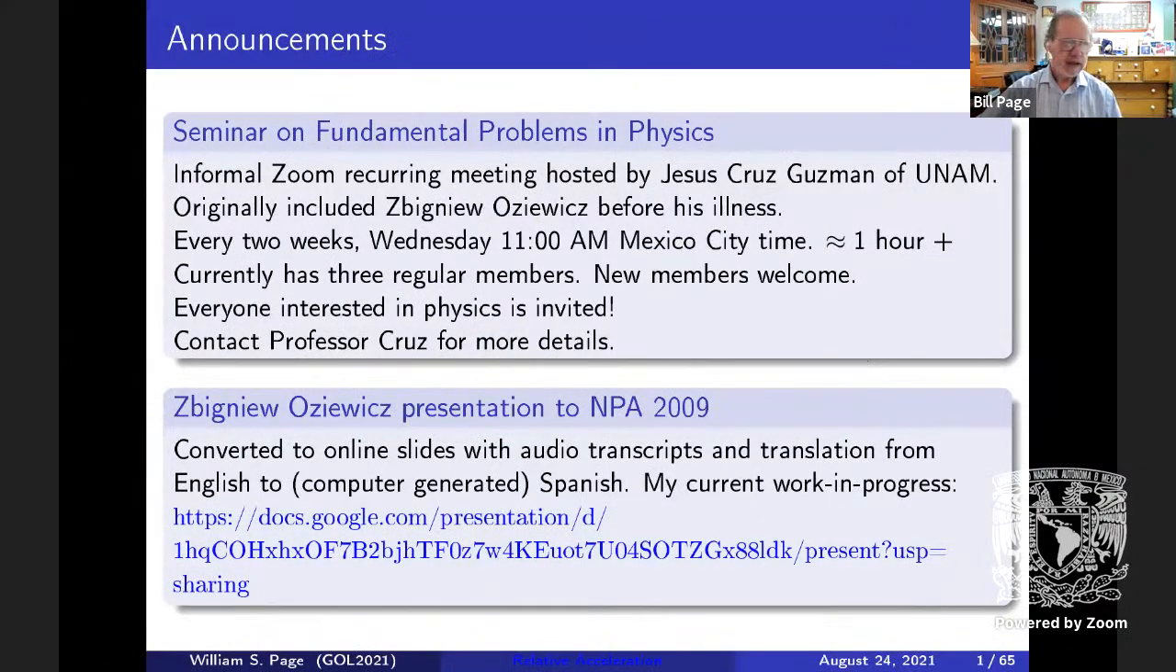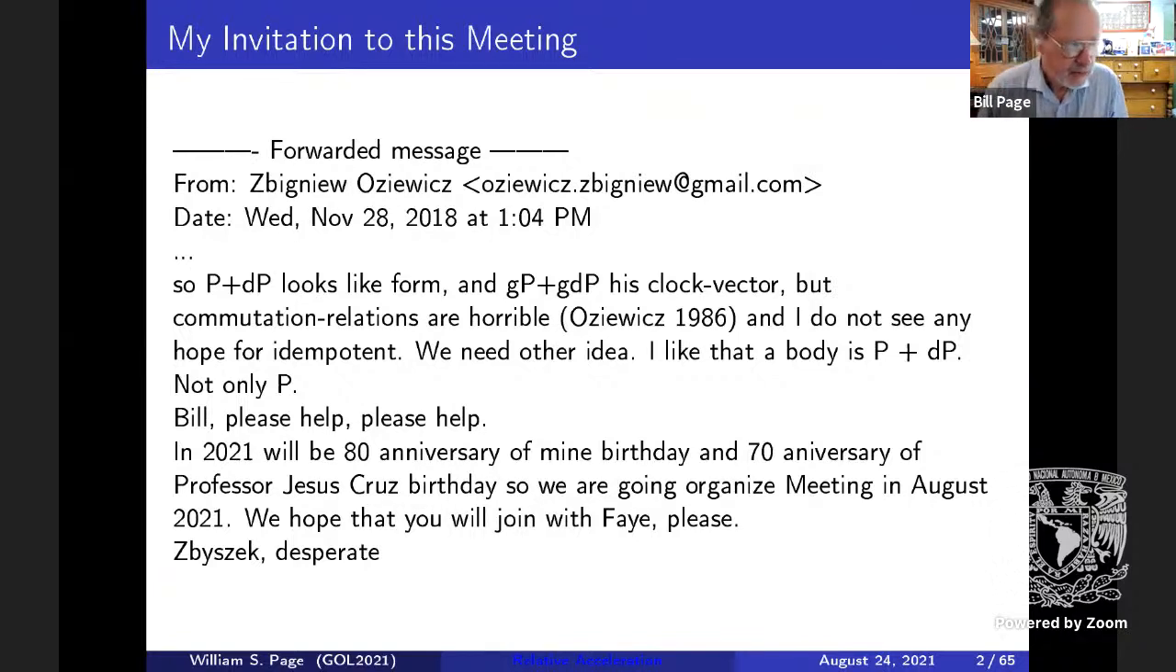Okay, so next, I just wanted to show you one particular piece of correspondence between me and Zbigniew. The last paragraph specifically constitutes my invitation to this meeting, which was actually being planned back in 2018. He invited me specifically to come to Mexico this year for his 80th birthday. And he said, by the way, this is also the 70th anniversary of Professor Jesus Cruz's birthday as well.